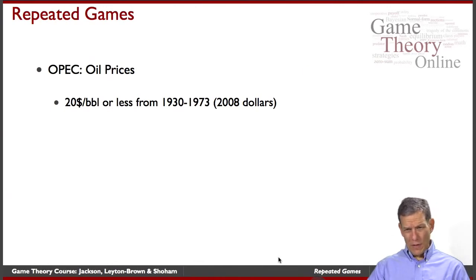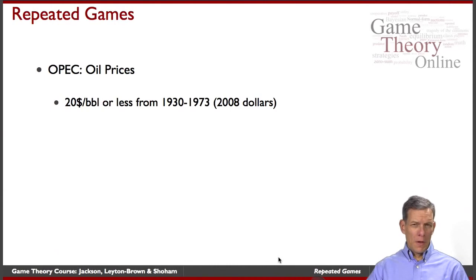OPEC started being put together, the price of oil, and these are all adjusted numbers to reflect, say, 2008 dollars, so we adjust for inflation and other kinds of things. If you adjust everything for inflation, you get a price of roughly $20 per barrel or less from the period of 1930 through about 1973.